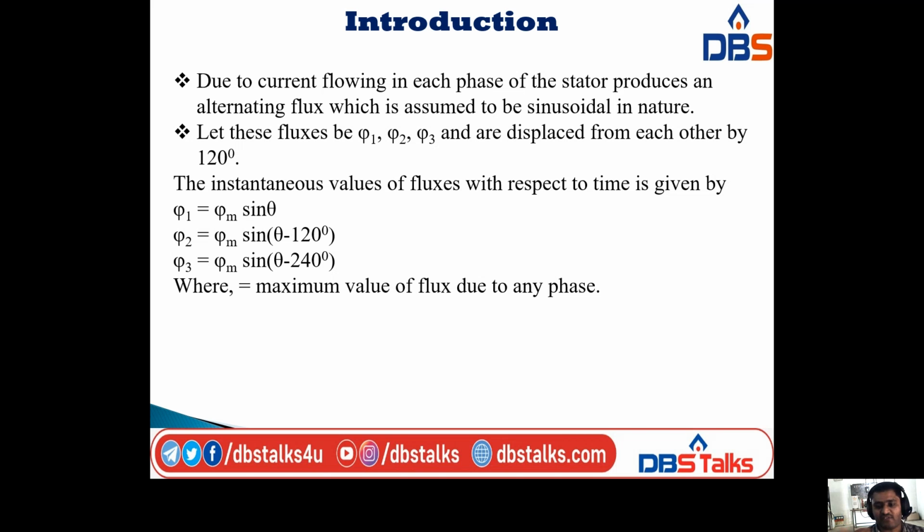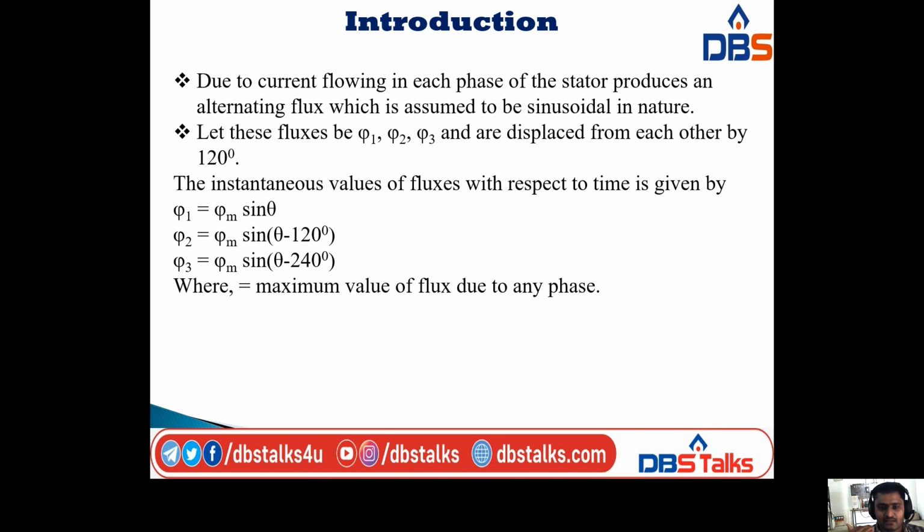For the first phase, the alternating flux in phase 1 is phi1 equals phi m sine theta. Here phi m is the maximum value of flux due to any phase. Next, phi2, the alternating flux in the second phase, that is the Y phase, is phi m sine of theta minus 120.